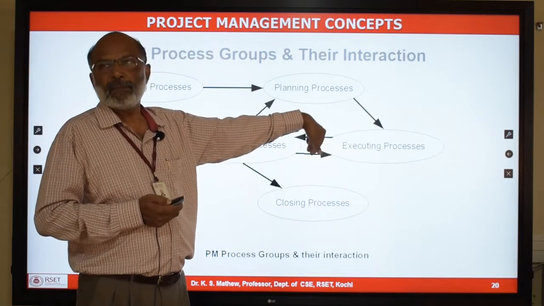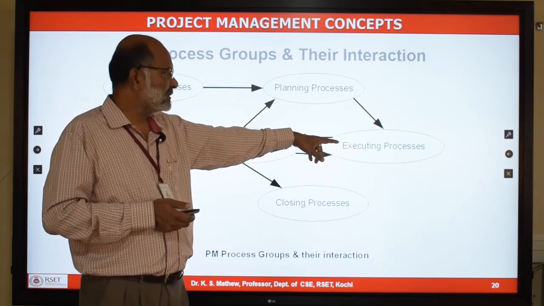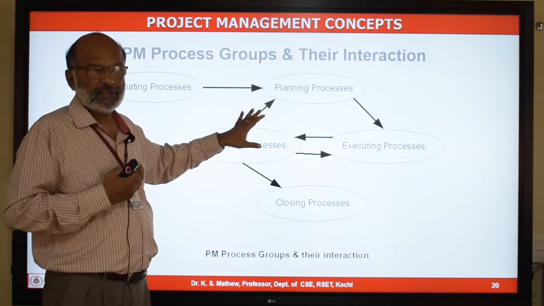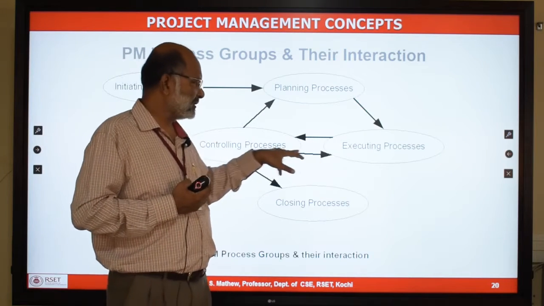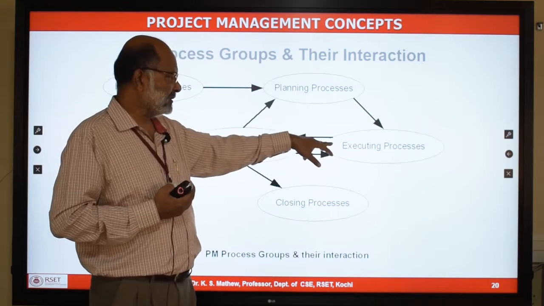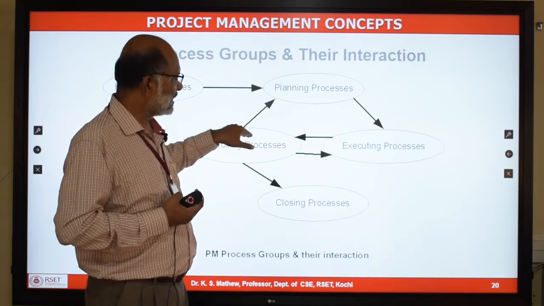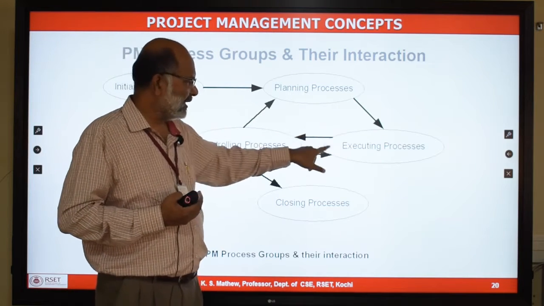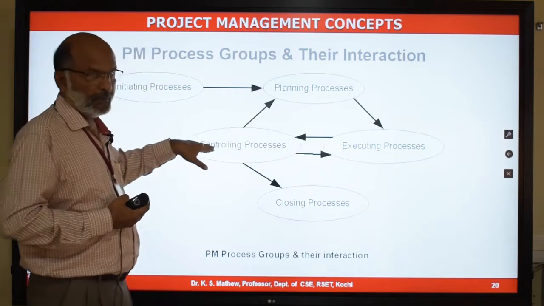As you carry out executing processes, in parallel you will also monitor them, collect data from those executing processes, monitor the status of the deliverables, and control those executing processes. So there is an arrow going in and going out from the executing processes. It collects a lot of measurements from executing processes and does some analysis, and based on the analysis it may give some change requests to the executing processes. That's why the arrow is up and down. So in parallel with executing processes, you have the controlling processes.